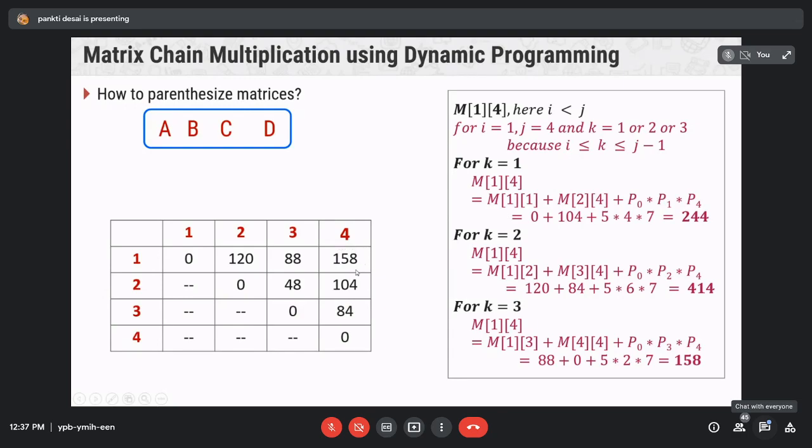So at M14, to get this optimum cost 158, what is the value of k? What is the value of k to get this optimum cost at M14? k is equal to 3. So the value of k is equal to 3. It means start from 1 to 3. This will be the first parenthesis. The first, second, and third matrices are parenthesized together, and the fourth will be separated, because the value of k is equal to 3. For M14, the value of k is equal to 3. Getting?